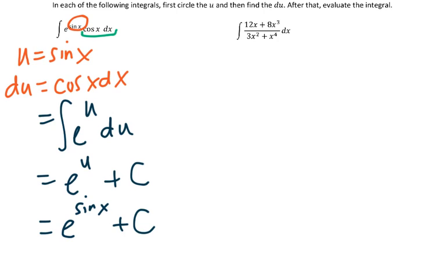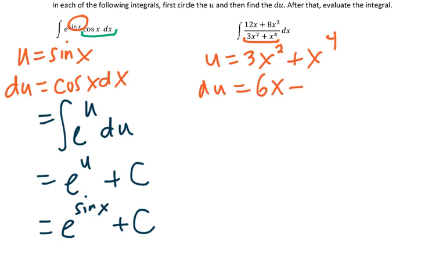Okay, so I'm going to do the whole thing again. And again, some good things to think about are denominators are good choices for u. So I'm going to let u be 3x squared plus x to the fourth. To find du, I just take the derivative. So the derivative of 3x squared is 6x. Derivative of x to the fourth is 4x cubed dx. And that's a little bit of like what I have up there.